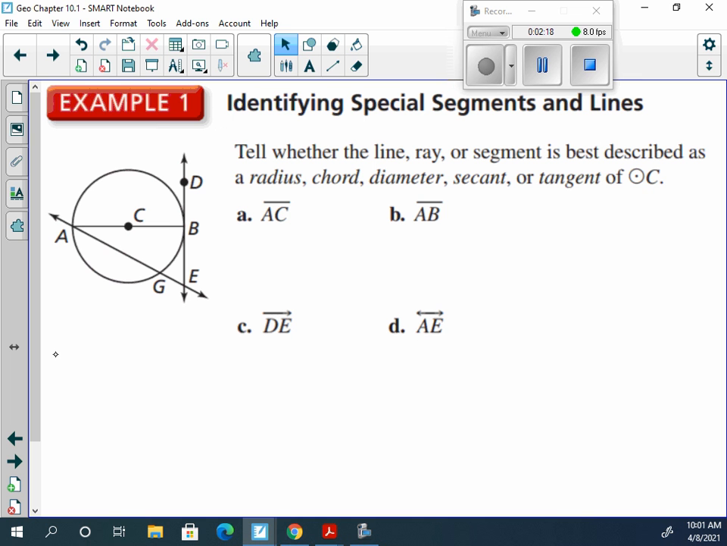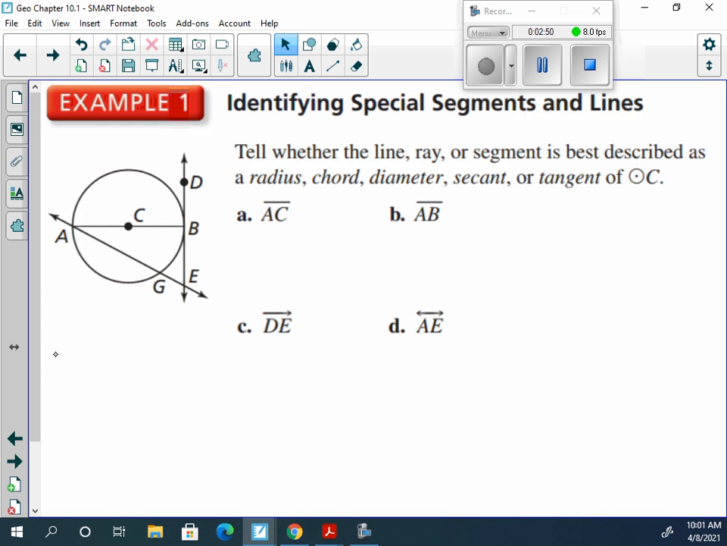So the first thing we're going to do here is look at some of these segments and lines and give them their name and call them what they are. So we're going to tell whether the line, ray, or segment is best described as a radius, chord, diameter, secant, or tangent of circle C. So when we look at this here, the first one it's asking about is AC. So what is the best name we can give line segment AC?